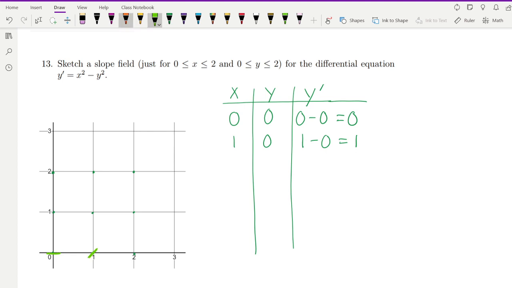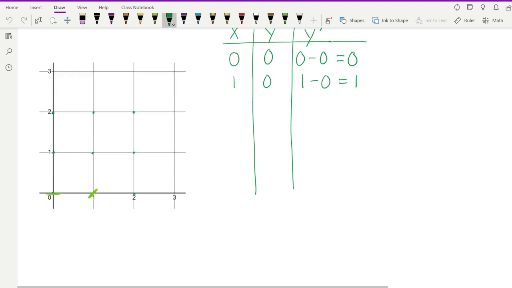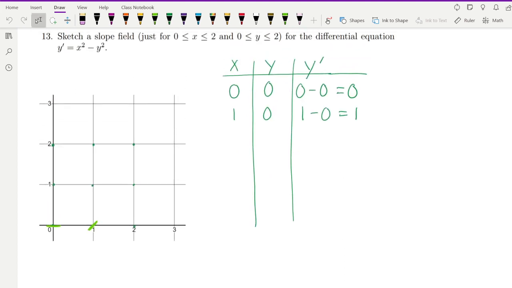Okay, so next up we have (2, 0). Now we have 2 squared. Again, we're just plugging into this equation. Y prime is equal to 2 squared minus 0 squared. So that's 4 minus 0, so that's 4. And so that means that if your solution curve went through the point (2, 0), it would have a very steep slope. It would have a slope of 4.